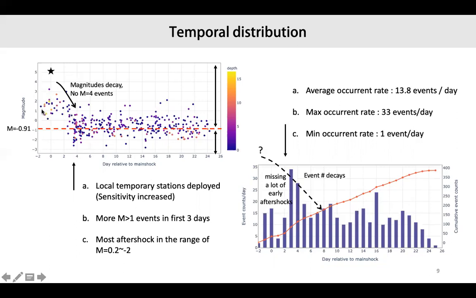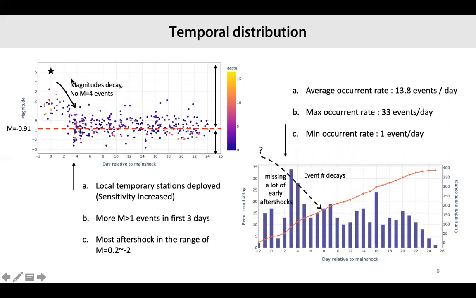This is likely due to the lack of local stations. And after the local temporary stations were deployed, we were able to detect more smaller events. Most of the aftershocks are in the range of magnitude between 0.2 to -2. We also see the magnitude decays with time after the main event.